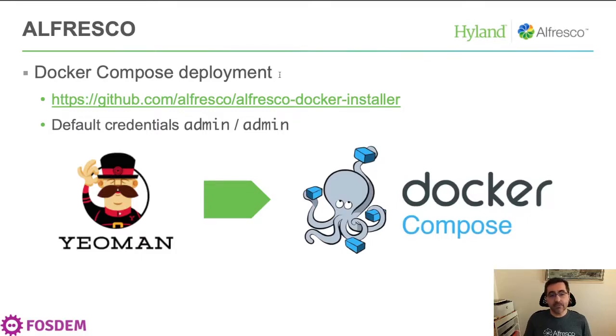Once we learn about the open source resources and the services available in Alfresco, let's move to the Docker Compose deployment. In this case, a community project named Alfresco Docker Installer will be used. Remember that by default, new Alfresco deployments are using admin credentials. This project is a generator that produces a Docker Compose template according to some options chosen by the user. But let's take a closer look into it now.